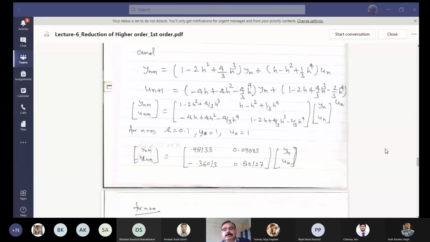Similarly, you can find out y2 and u2. So it becomes simple once, but it is not possible every time to write in this form. Quickly tell the value of y2 and u2.